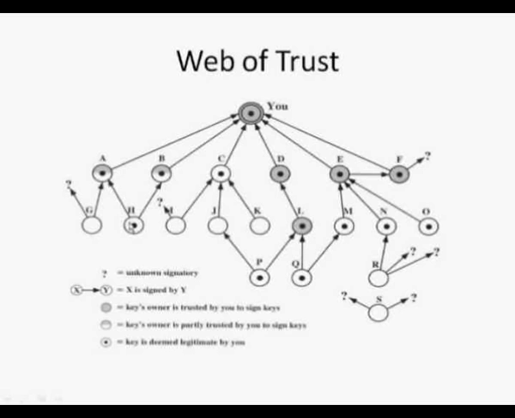The key H, which is signed by two introducers A and B, is also legitimate because the half shaded portion shows that the key's owner is partly trusted by you, and hence such a key should be signed by two partly trusted introducers. The keys I, J and K, although signed by C, are not legitimate because C is not a trusted introducer.